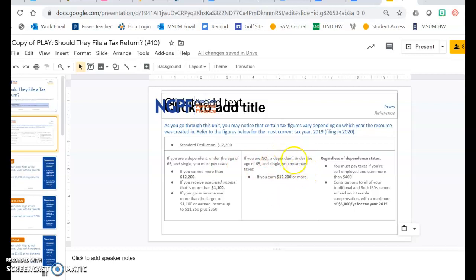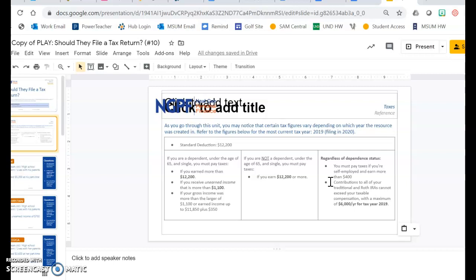Again, this one, if you're not a dependent, is another important one. If you make less than $12,200, you do not have to pay taxes. And if you are self-employed and you make more than $400, you have to pay taxes. So those are kind of the big ones. These other pieces of information in here probably aren't super applicable to where we are right now.